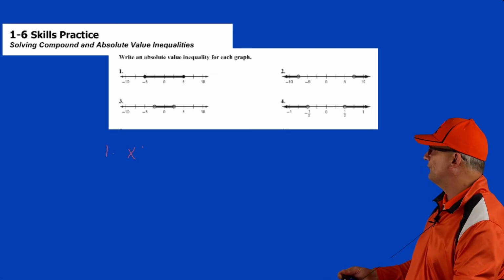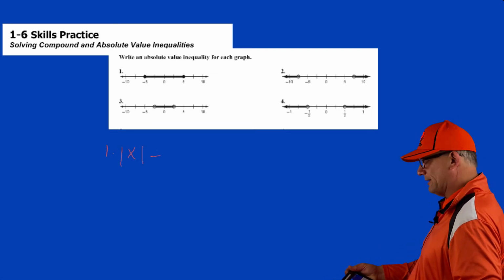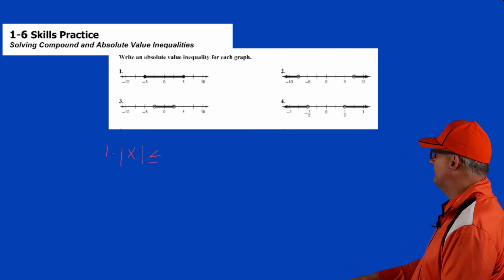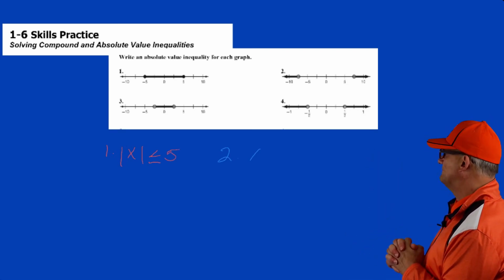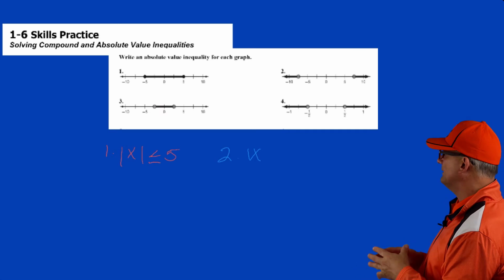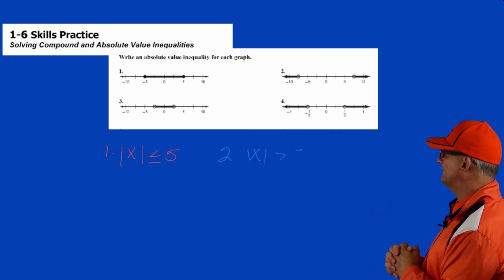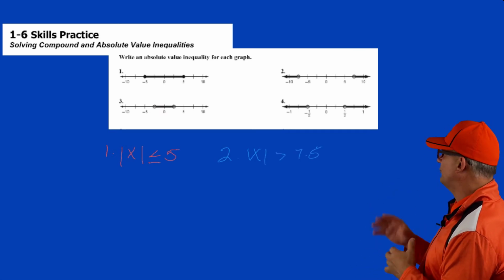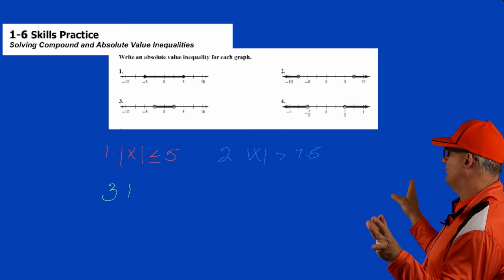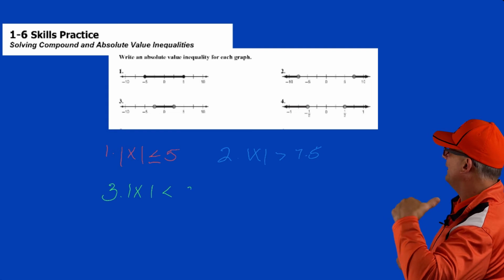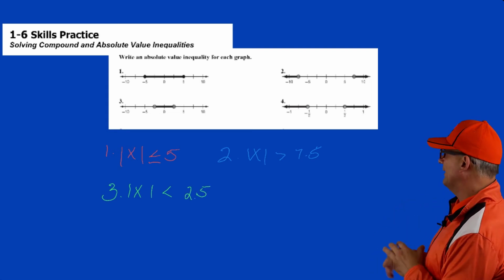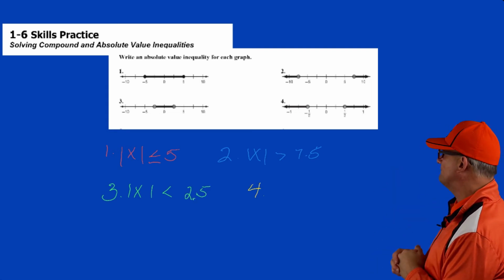All right, so first thing, let's talk about the graph of an absolute value inequality. So how would I write the inequality for that? Well, the absolute value of x is less than or equal to 5. That's it. Look at number 2. Here you've got two lines going opposite directions that don't connect. So it's going to be x greater than, and it looks like it's at 7.5.